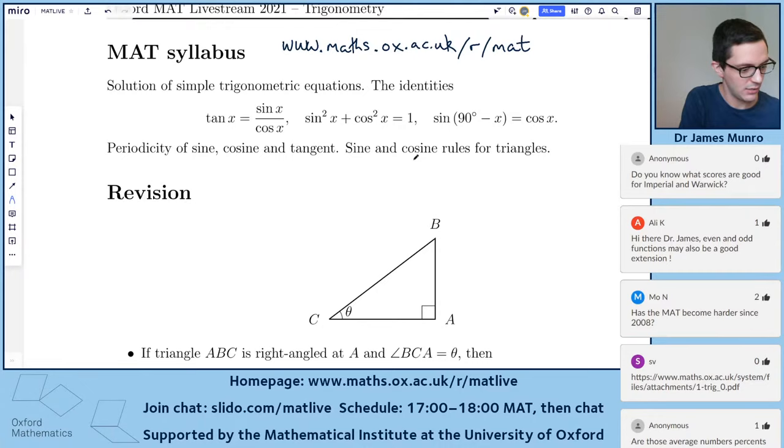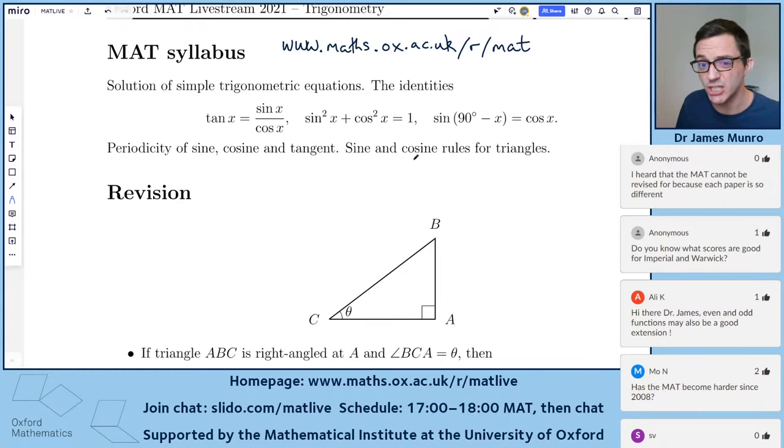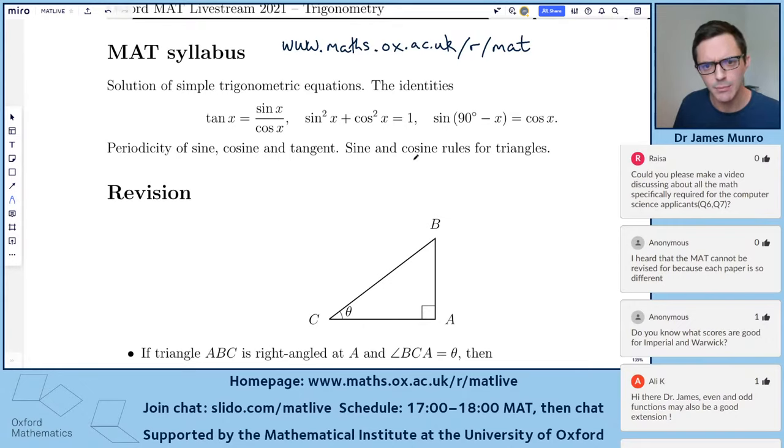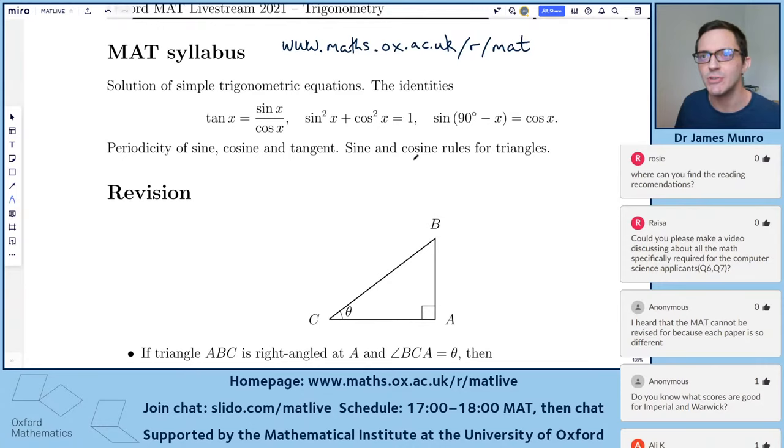Someone would like videos for questions 6 and 7. We've got a session on recursion coming up in a few weeks that's supposed to be for computer science knowledge in particular, but questions 6 and 7 are a little bit different. Reading recommendations are in our departmental prospectus. If you search for Maths Department Oxford Prospectus, you should get a page with some reading suggestions.